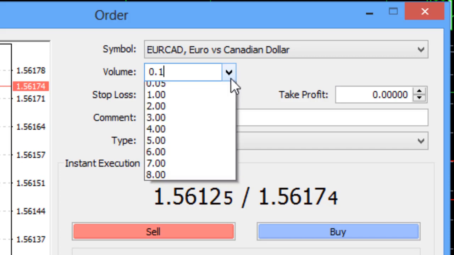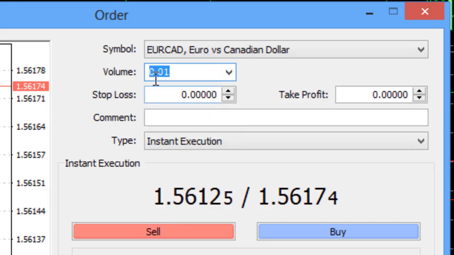There's another one here called 0.01. With this one, 1 pip is equal to 10 cents. If you make 4 pips, you have made 40 cents. Are you getting it now? Now, as it is when you are making money, the same thing happens when you are losing money.